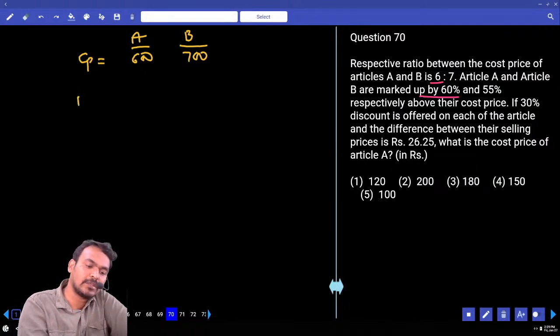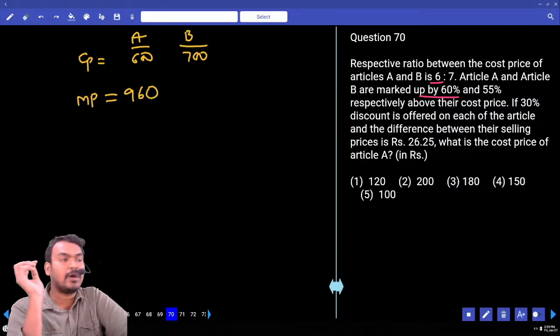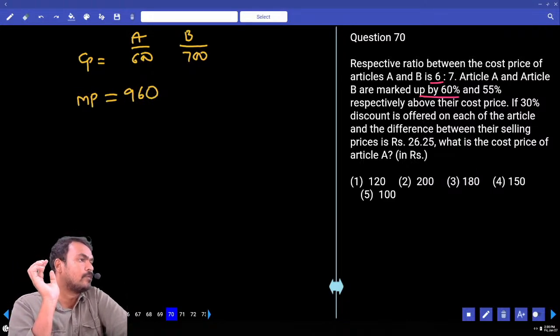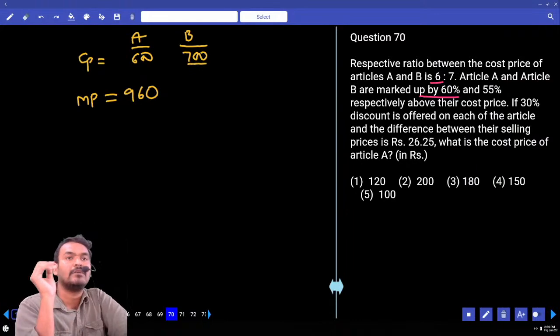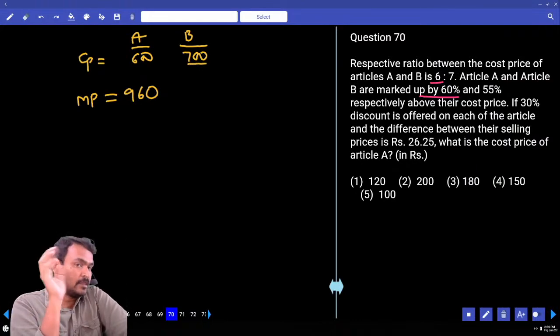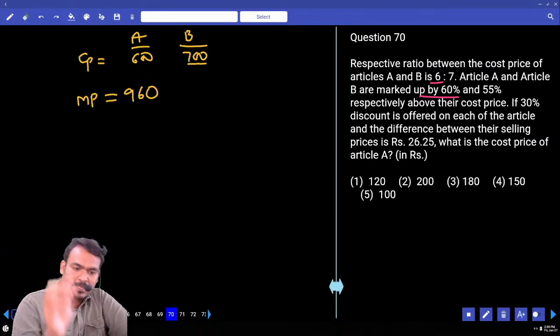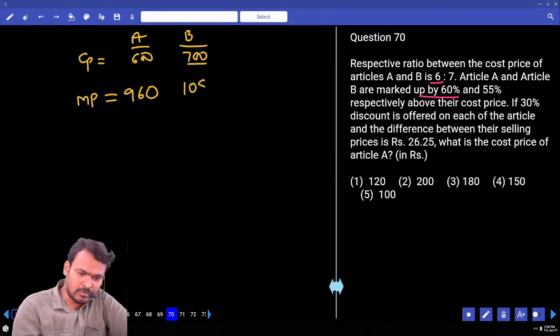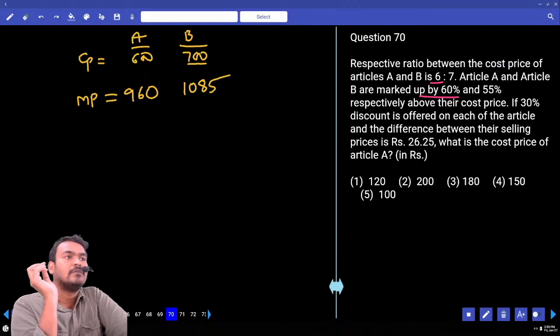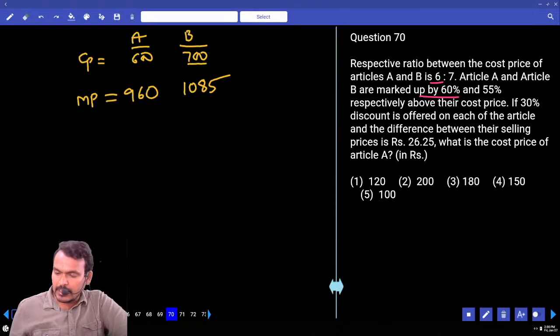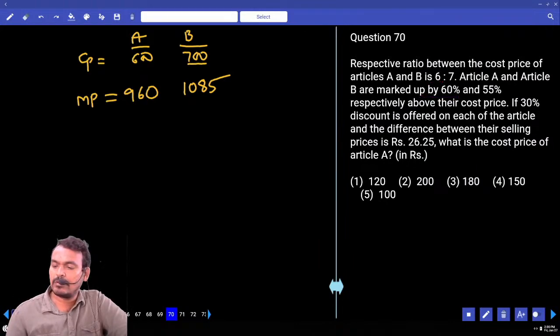360. Then the marked price of the first one is 960. The second one is marked up by 55%. What is 55% of 700? 50% is 350, 5% is 35, so 385. 700 plus 385 is 1085. These are the marked prices. In this one, the first one, how much percent is the discount?